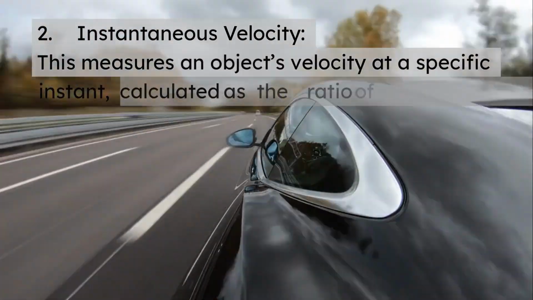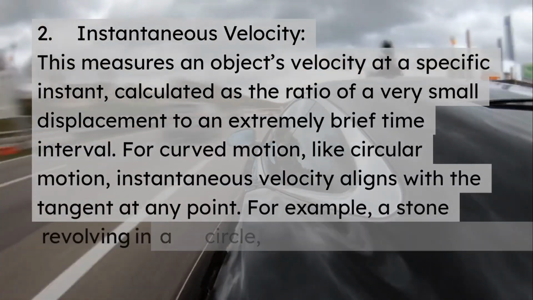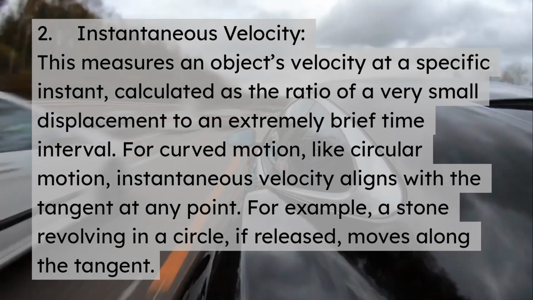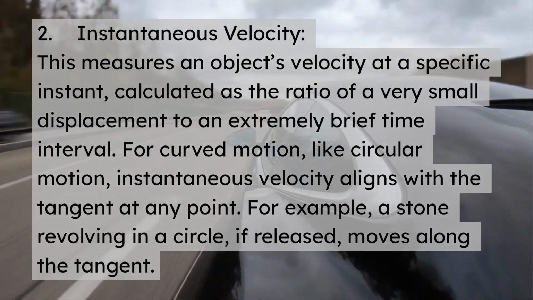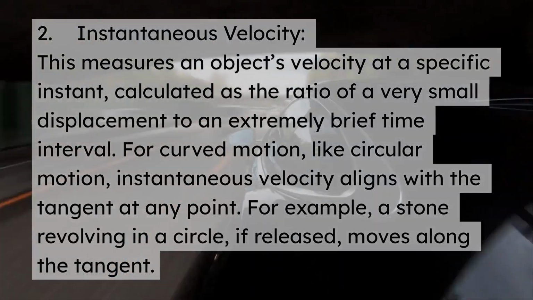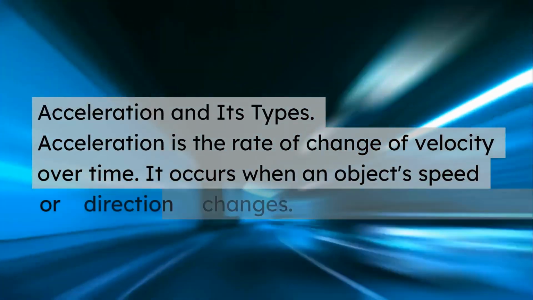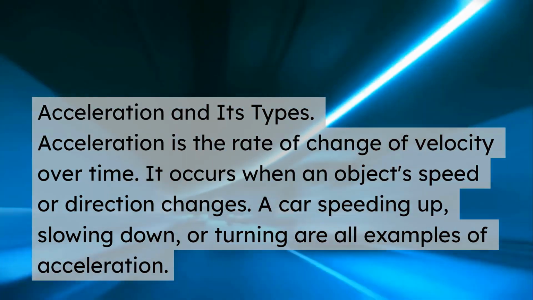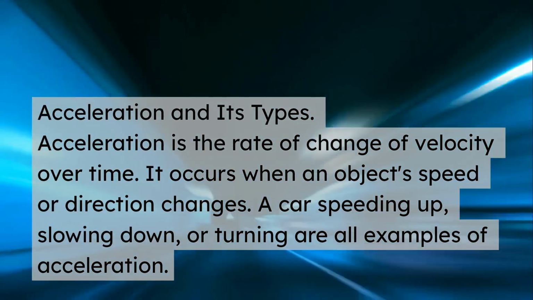2. Instantaneous velocity. This measures an object's velocity at a specific instant, calculated as the ratio of a very small displacement to an extremely brief time interval. For curved motion, like circular motion, instantaneous velocity aligns with the tangent at any point. For example, a stone revolving in a circle, if released, moves along the tangent. Acceleration and its types. Acceleration is the rate of change of velocity over time. It occurs when an object's speed or direction changes. A car speeding up, slowing down, or turning are all examples of acceleration.